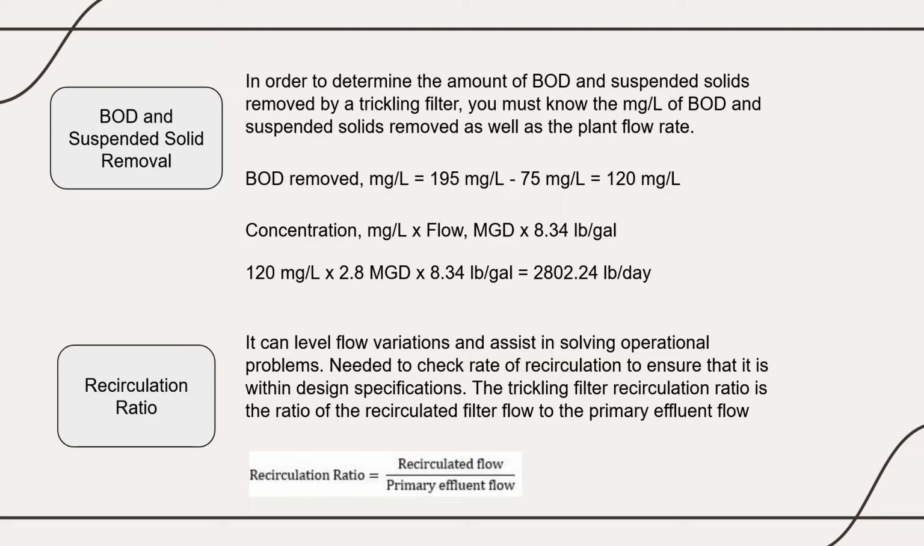Normally, we will be given two readings of BOD, BOD1 and BOD2. And from there, we will get the BOD removed. After we have the BOD removed, use the equation given here, which is concentration in mg per liter that we have just calculated, times flow in MGD, times 8.34 pound per gallon.